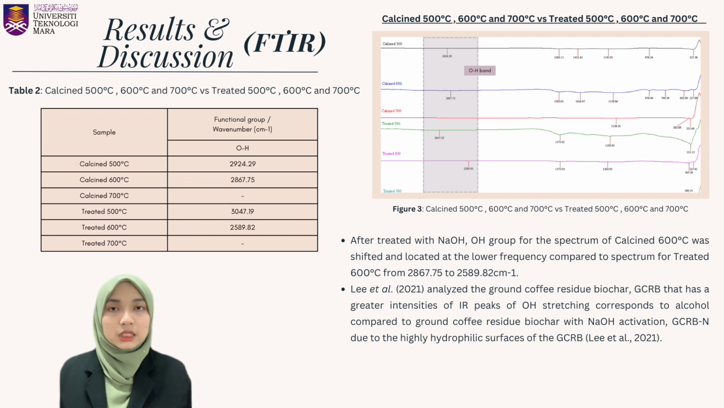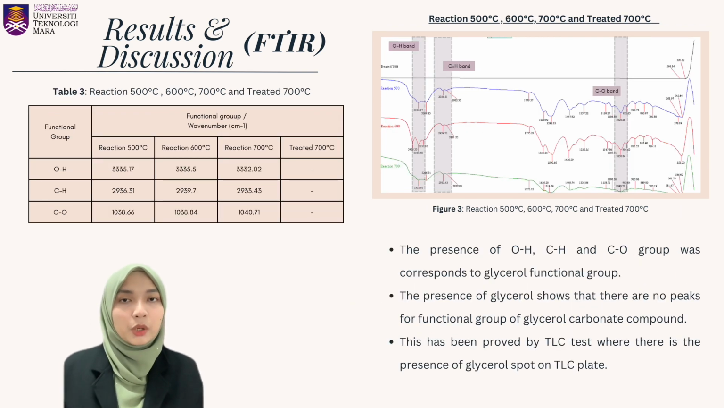This could be related to a previous study where Lee et al. 2021 analyzed the ground coffee residue biochar, GCRB, which has greater intensities of IR peaks of OH stretching corresponding to alcohol compared to the ground coffee residue biochar with sodium hydroxide activation, GCRBN, due to the highly hydrophilic surface of the GCRB. This is the spectrum of the reaction at 500, 600, 700 degrees Celsius and treated 700 degrees Celsius.